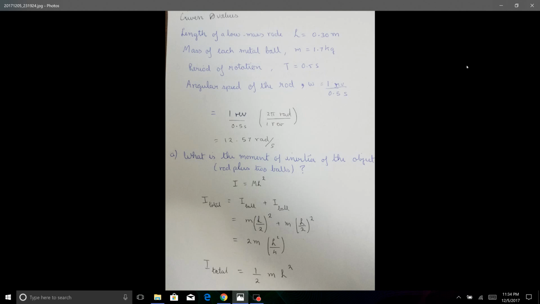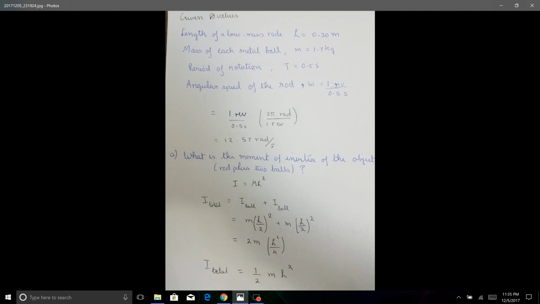The first part asks what is the moment of inertia of the object, the rod plus two balls. Before solving that, I found these are all the given information: the length of the rod is 0.3 meters, the mass of the metal ball is 0.7 kilograms, the period of the rotation is 0.5 seconds, and we need the angular speed of the rotation. So W is equal to one revolution over 0.5 seconds. That's how long it takes.